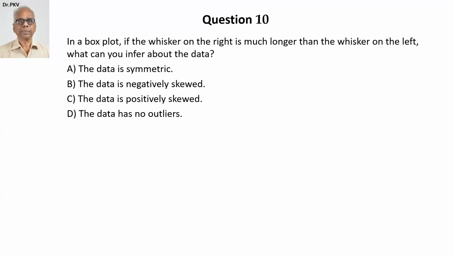Question 10. In a box plot, if the whisker on the right is much longer than the whisker on the left, what can you infer about the data? Interesting question. A, the data is symmetric. B, the data is negatively skewed. C, the data is positively skewed. D, the data has no outliers. What is the correct choice? Take a couple of seconds.